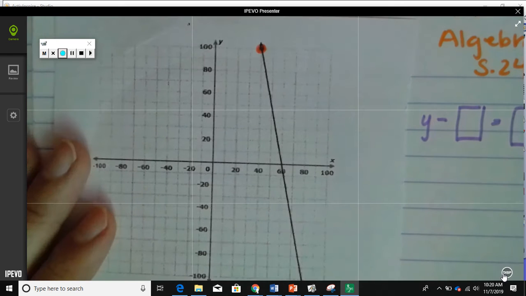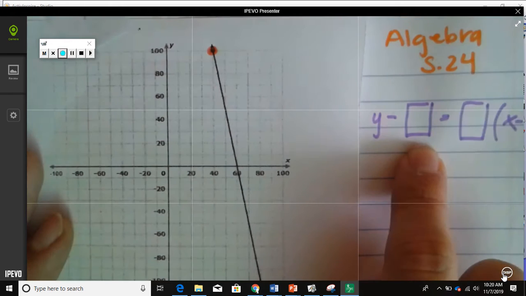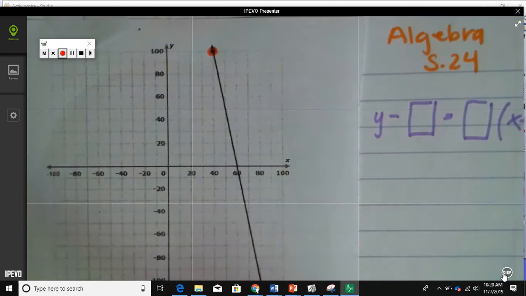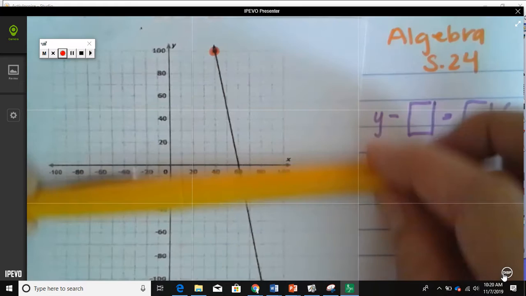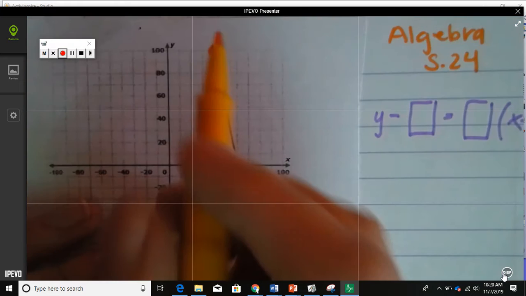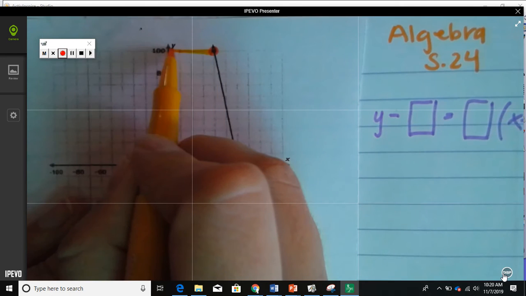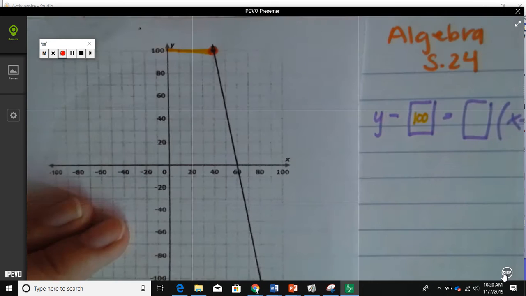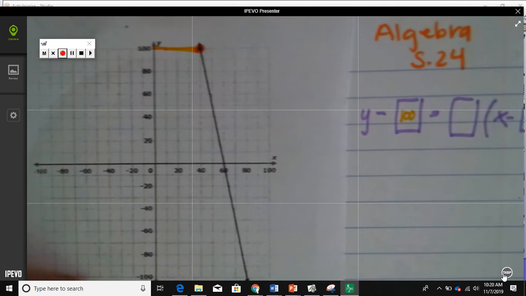So what you have to do for the first box is tell me what the y value is. So the y value goes this way. These are the y values. So for this y value, Ahad, can you tell me what the y value is? 100, so that goes in the first box. The y value goes in the first box.